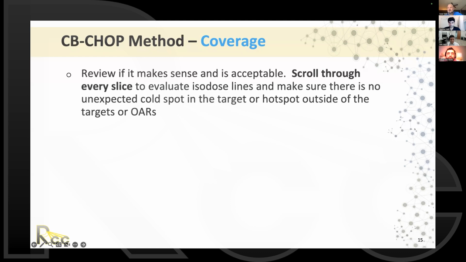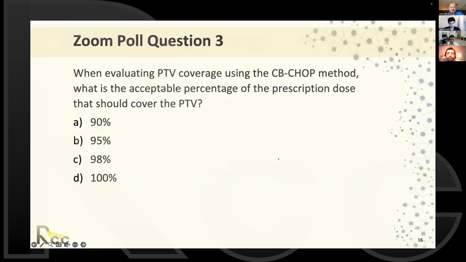Excellent. Thank you so much, Dr. Safavi and Dr. Malik. Great additions. So now we're going to move to the third poll question. The question is, when evaluating the PTV coverage using the CV-CHOP method, what is the acceptable percentage of the prescription dose that should cover the PTV? The options are A, 90%, B, 95%, C, 98%, D, 100%. And the question is up.